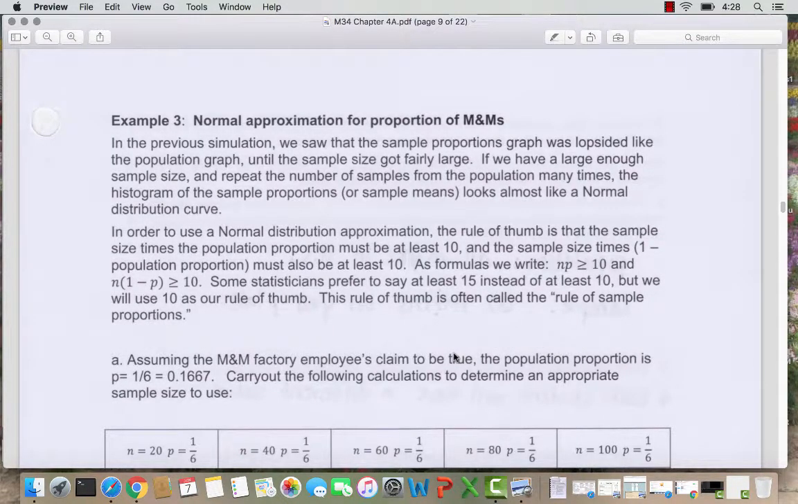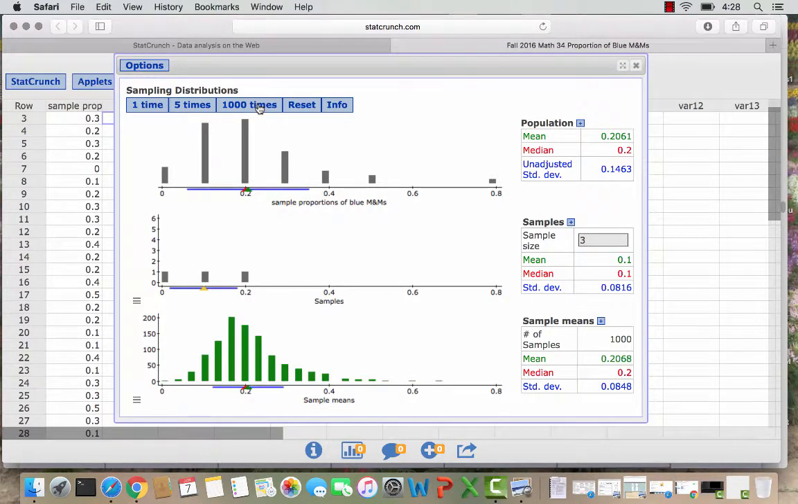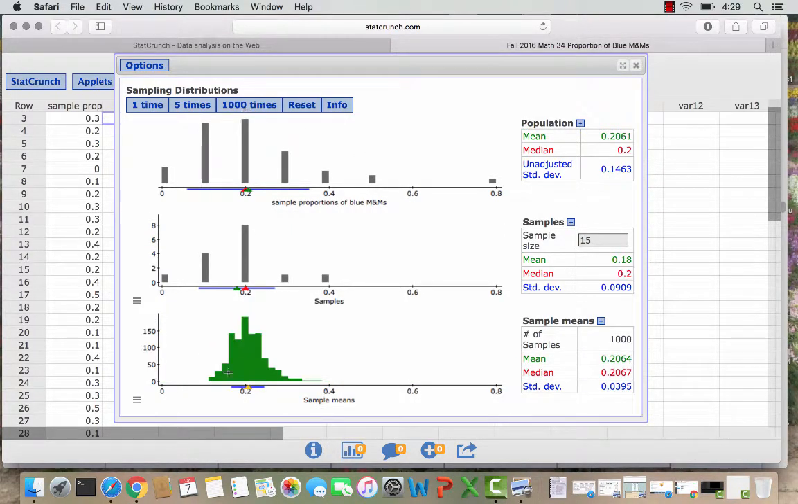So in our previous simulation, we saw that the sample proportions graph was lopsided, like the population graph, until the sample size got very large. Let me take you back there and show you again. So here, when we've got a sample size of 32, we see this is normally shaped. If we go back to when we had a sample size of 3, notice this sample means distribution does have a right tail similar to the population graph. If we adjusted it to be 15, we see, all right, it's closer to normal, but we still got a little bit of a right tail or a right skew there.